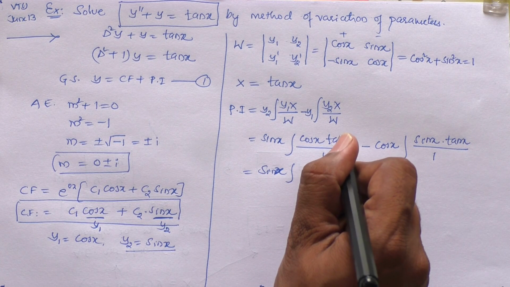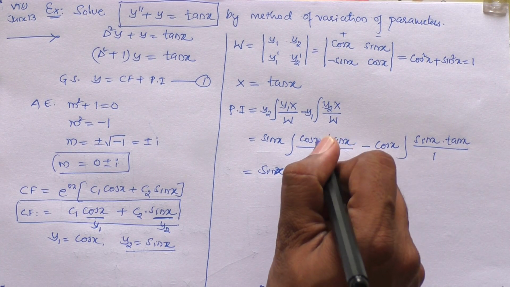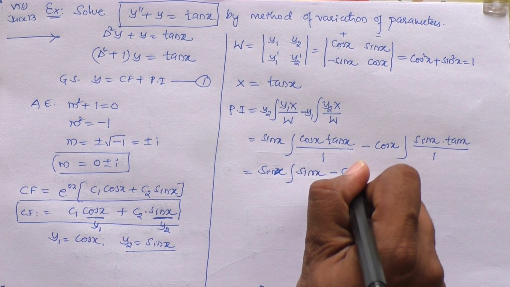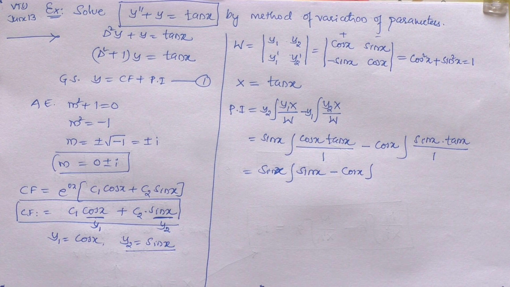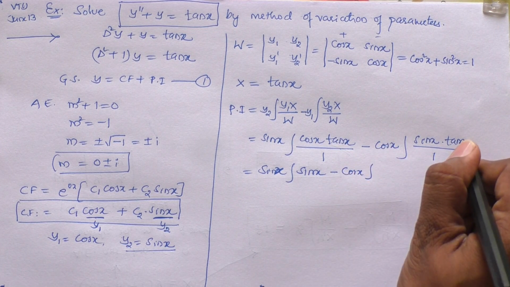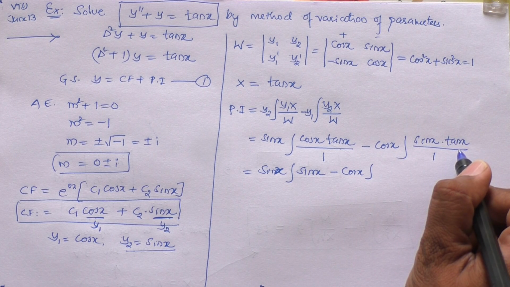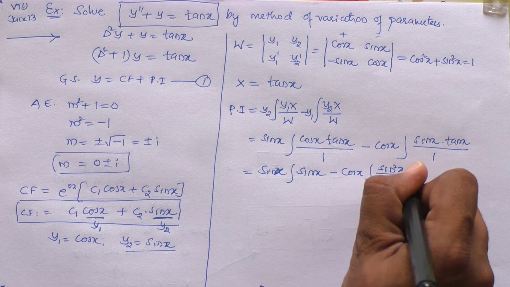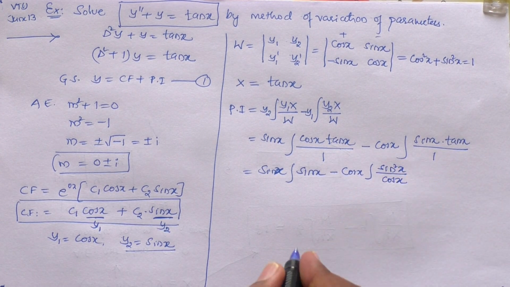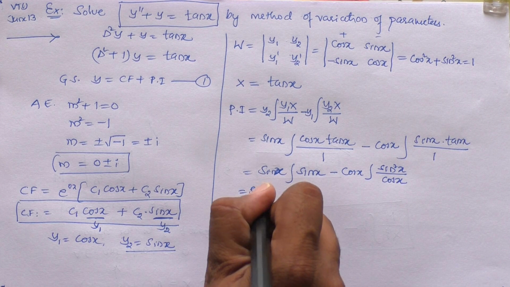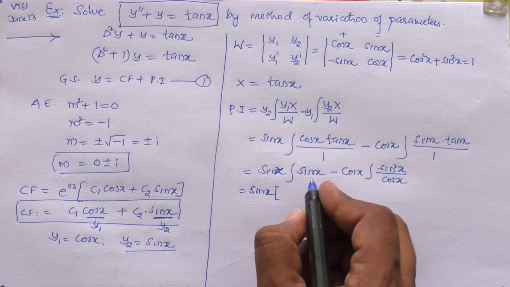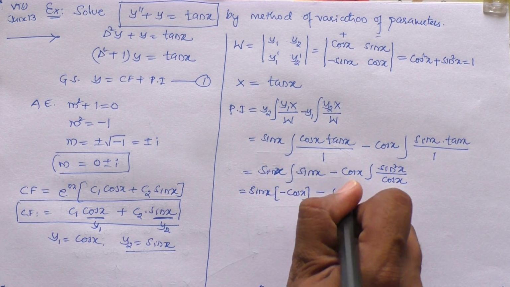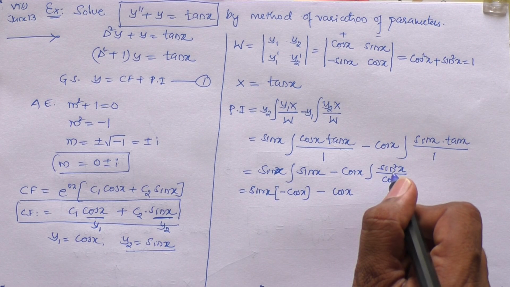So tan can be written as sin by cos, cos gets cancelled, we get sin x, integration of sin x, minus cos x into integration of sin x into tan x. Tan can be written as sin by cos. So sin into sin, numerator sin square x, divided by cos x. Now sin x, integration of sin x is minus cos x, into integration of sin square x by cos x.